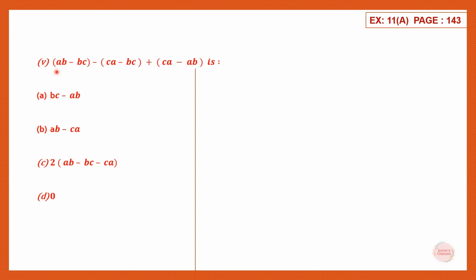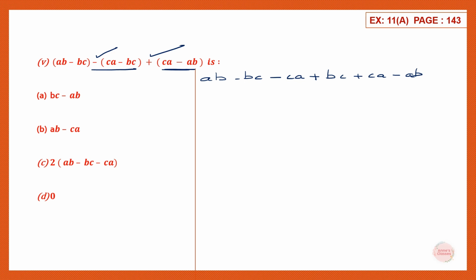Question 5. Here let's open the brackets for all these. So let's begin by writing this. AB minus BC remains the same. Now we're going to look at this. Since we have a minus sign before the bracket, change the sign of all the terms inside. So plus CA will become minus CA, and minus BC becomes plus BC. Now let's take the next one. Here the sign is plus, so no change of the terms inside. So that is plus CA minus AB.